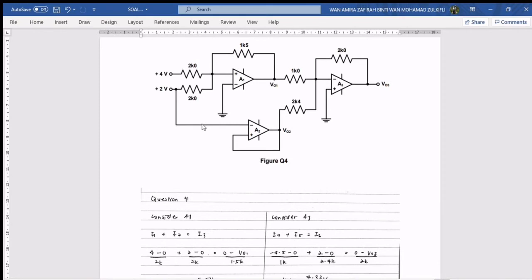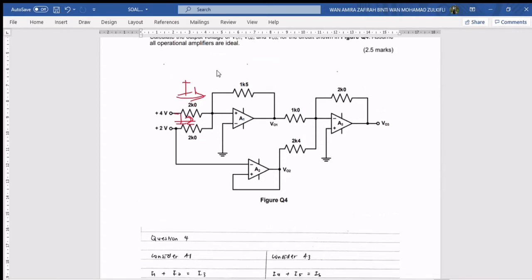So what we need to do is, by applying current in and current out, we can find the value for Vout1. So the current there is 2 voltage at V plus. So what we can do is I1 here and I2 here. By summing up I1 and I2, we can find the value for current out, which is I3 here.